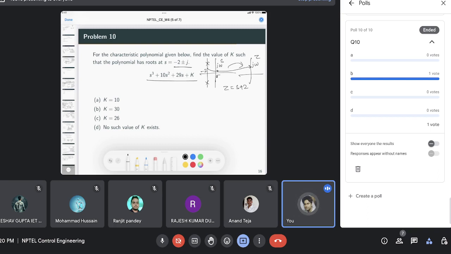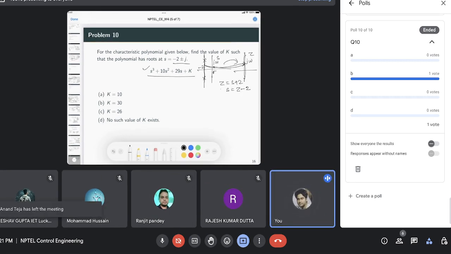Then -2 will become 0. If s is equal to -2, then it will become 0. So any value on this -2 axis will be transferred to this imaginary axis. That means s equal to z minus 2. So you rewrite this equation using z minus 2.